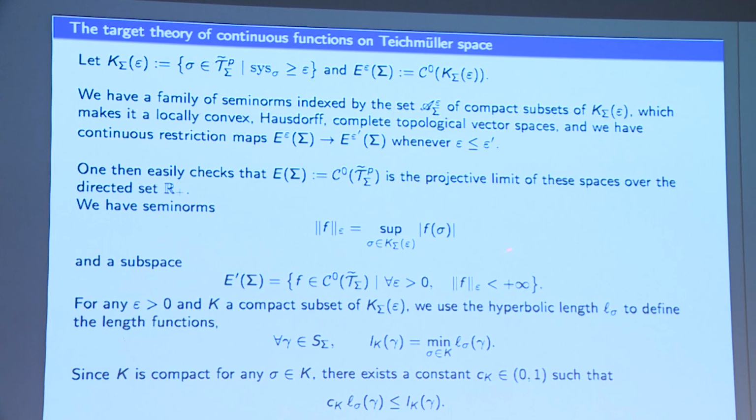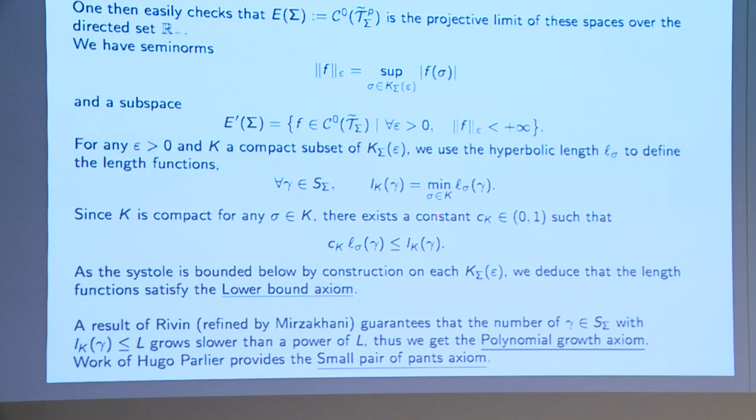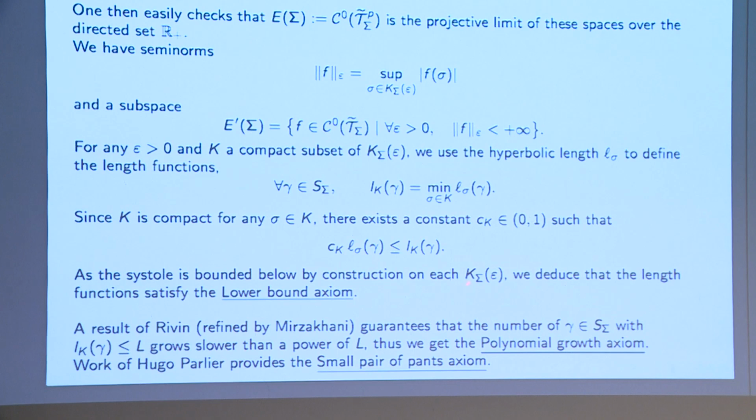Then we define a length function. This length function is just the minimum of the length of a given curve over the compact subset. Now, this is actually commensurable to just taking one point of this compact subset, because there exists a constant C_K between 0 and 1 such that this length bounds C_K times the length at all of the elements in the compact subset. Now, because this is defined in exactly such a way that it is systole sets, of course it satisfies the lower bound axiom.